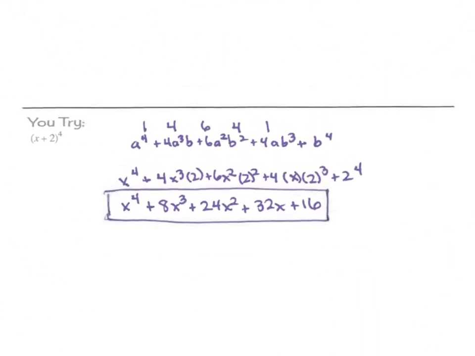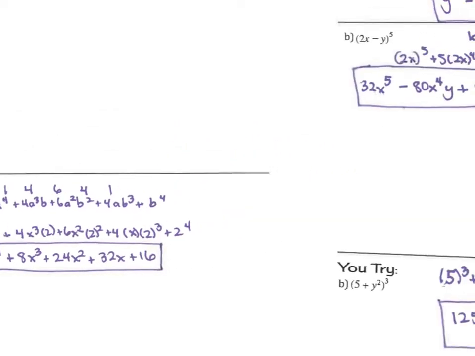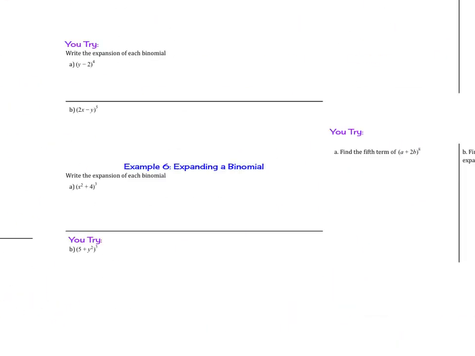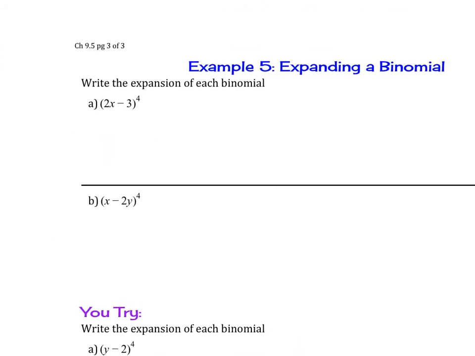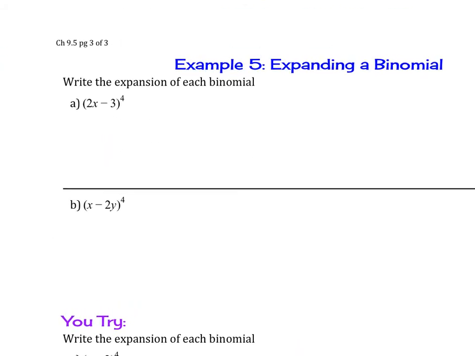So trying this out, you should have gotten x to the fourth plus 8x cubed plus 24x squared plus 32x plus 16. So we're going to continue practicing our binomial expansion. Now we have a 2x and a negative 3 to the fourth power. So again, we're using that fourth row. So 1, 4, 6, 4, 1.